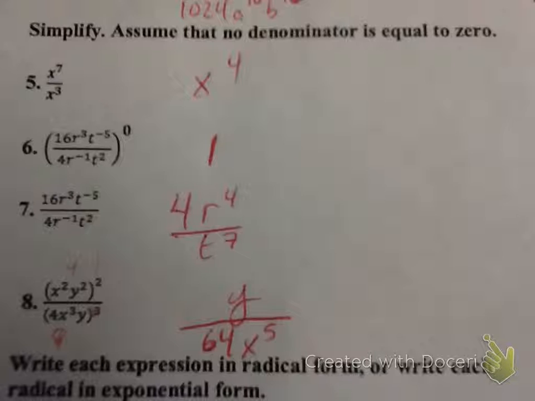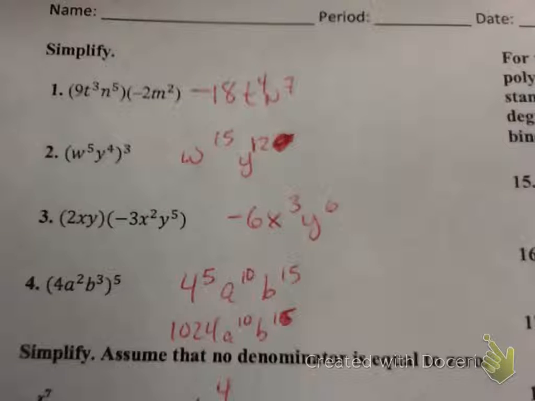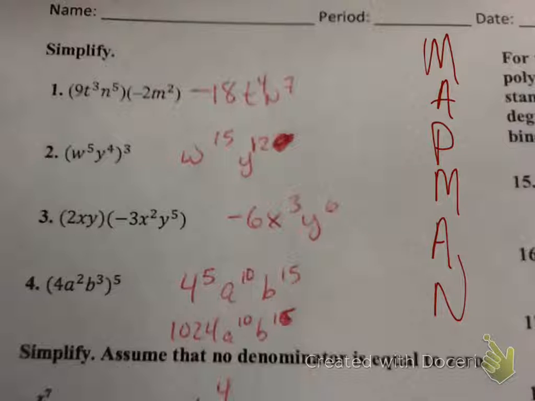So now going back to this, let's remember things that you can put on your formula sheet. Don't forget about MatMan. And what does MatMan tell us? When we multiply, this is multiplication right here, we add the exponents. Don't forget there's an exponent of 1 on that t. 3 plus 1 gives me the 4. 5 plus 2 gives me the 7. But the big numbers, these bases, I need to still multiply. 9 times a negative 2 is negative 18.